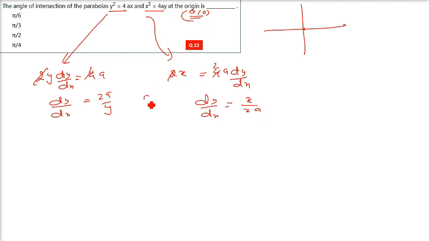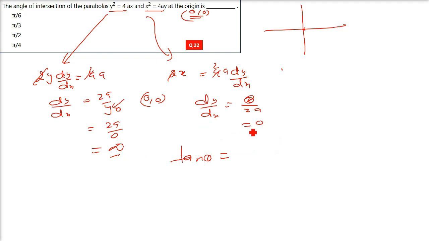Now x and y is given as 0, 0. So when you put x and y as 0, this is 2a by 0, which is undefined. And we have an angle for undefined. Here the angle will be 0, the second one. So we already know the formula. So I'm just putting it in the formula.